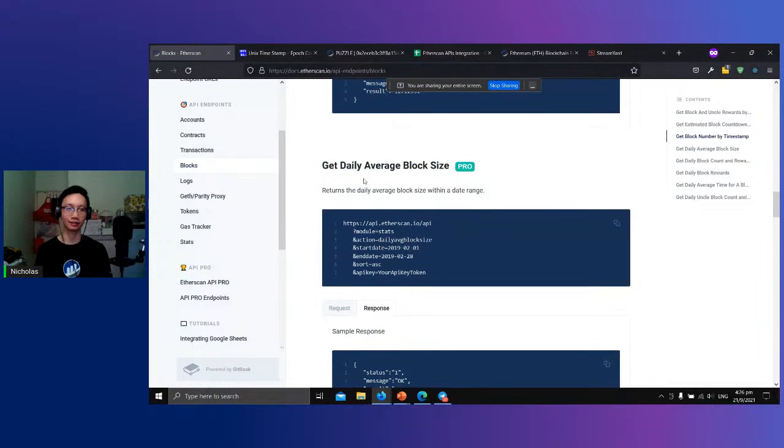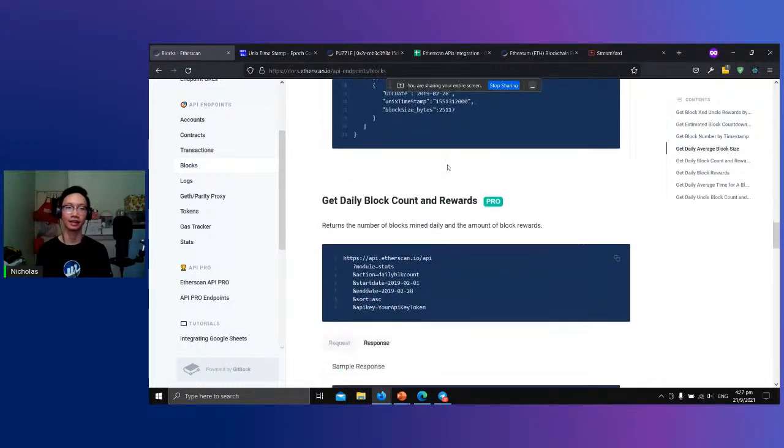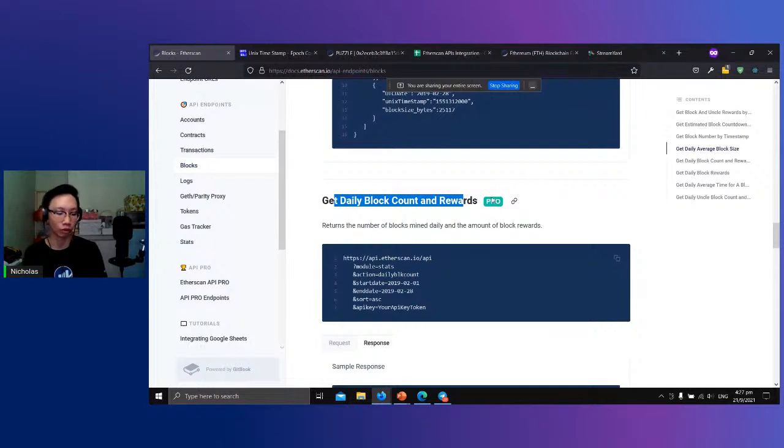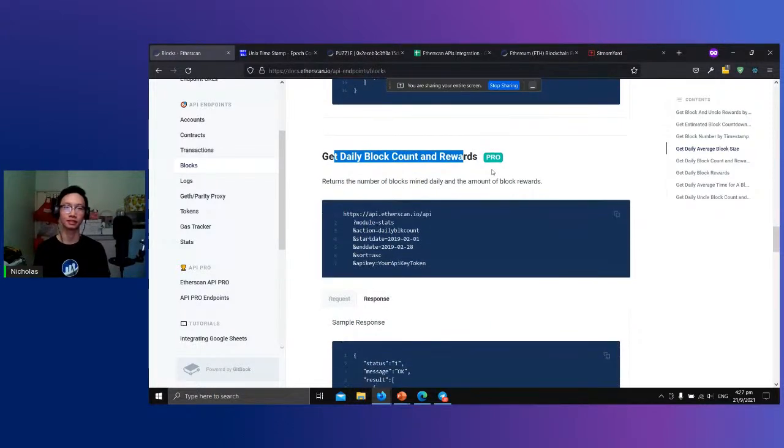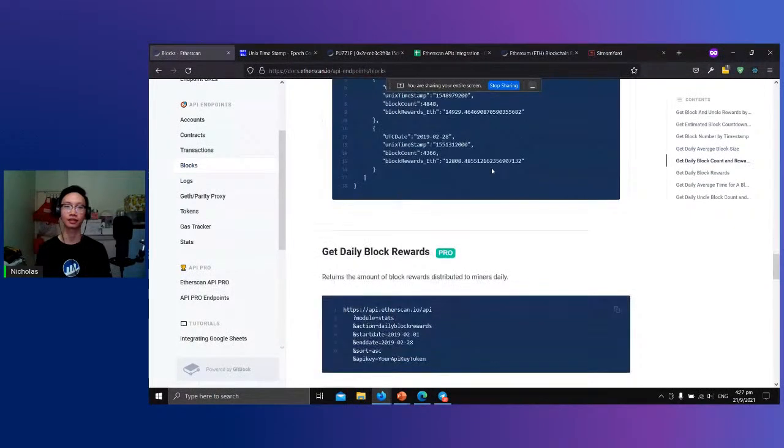Okay, next is get daily average block size. This is how big the Ethereum blocks are getting. So if you're interested in that kind of thing, we do have an endpoint for that. And next, daily block count and rewards. You might want to know for analytics purposes how many blocks are mined per day and how much was rewarded for each one of these blocks. This endpoint will be helpful to you.